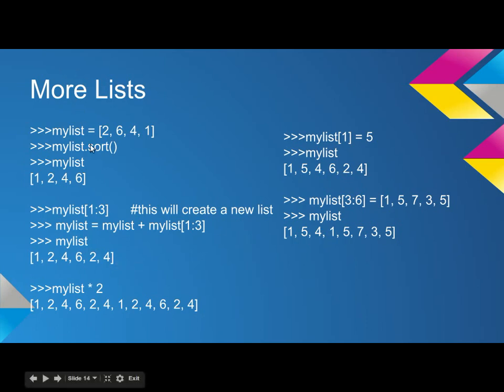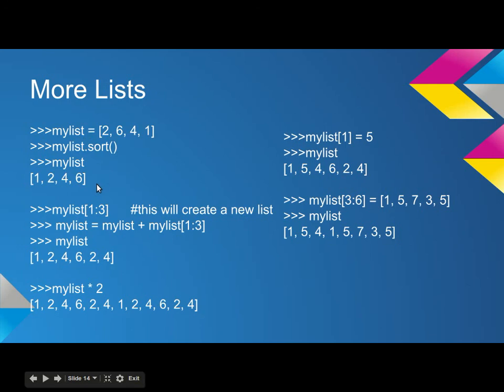Also, there's this method called sort. Let's say my list is this. You can say my list dot sort. It will literally sort the list, and if you call the list again, it's sorted. So that's just for if you want to sort a list, just call this function.